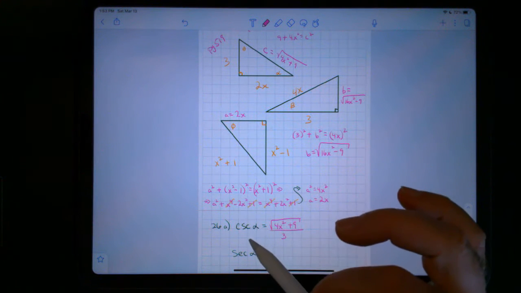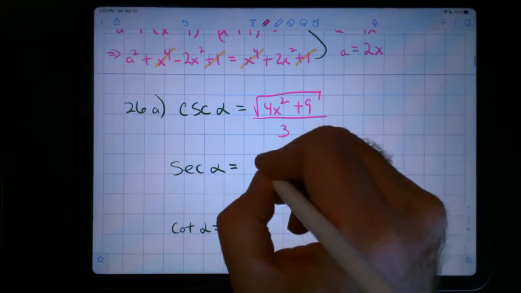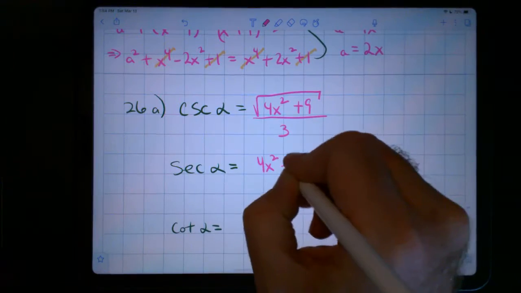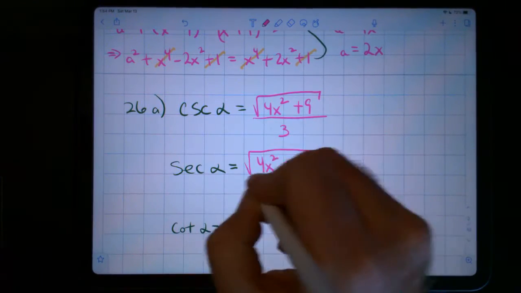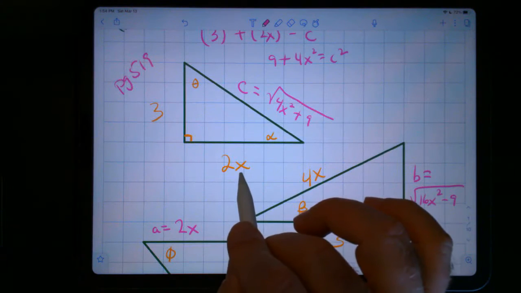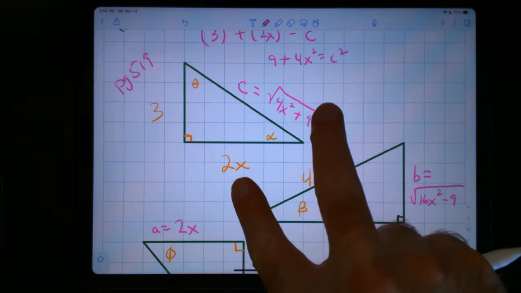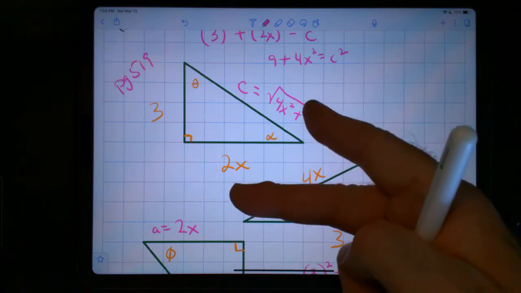Secant is the cosine component. So secant, the same hypotenuse, and our denominator is going to be 2x because the cosine is the adjacent over hypotenuse. So the secant will be the inverse.